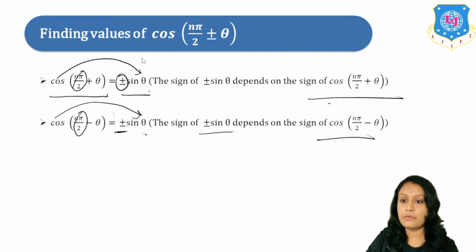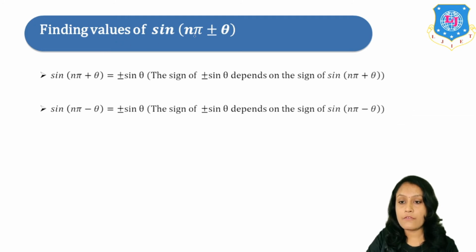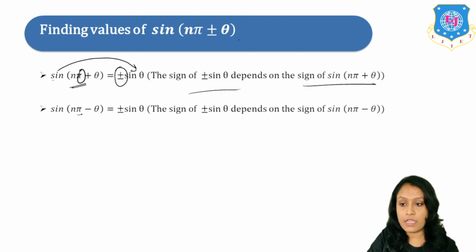All right, now the values of sine of n pi plus or minus theta. So consider sine of n pi plus theta. Now we have pi over here, so the sine function will remain sine, and the plus or minus sign will depend on the sign of sine of n pi plus theta. For sine of n pi minus theta, again we have pi over here, so sine will remain sine, and the sign will depend on the sign of sine of n pi minus theta.